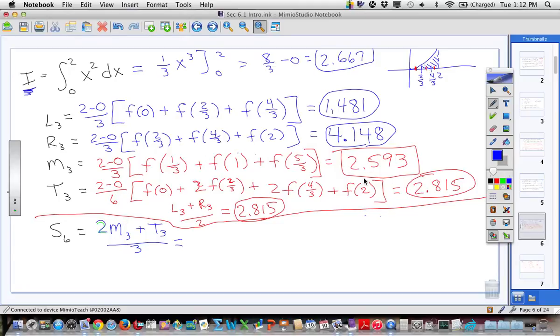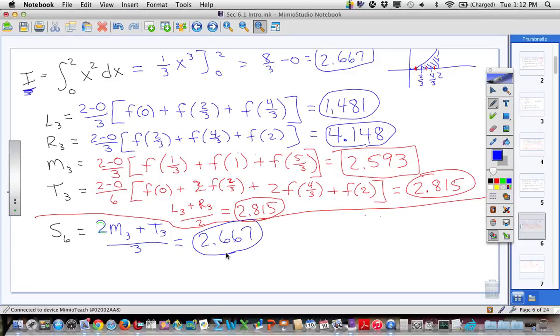Grab your unrounded values. So grab 2 times your M3 plus your T3. Divide all that by 3. What do you get? Oh, isn't that interesting? It's the exact answer. Now, there's a reason for it. It's not really a coincidence. But it happens to be just specific to this function.